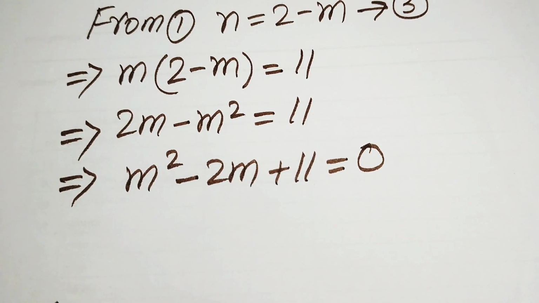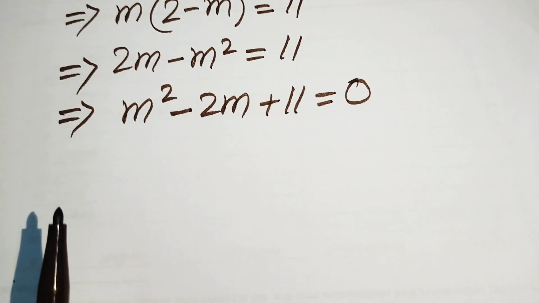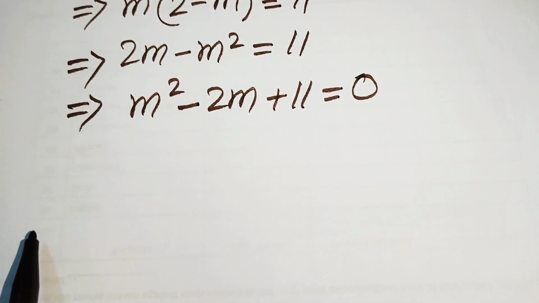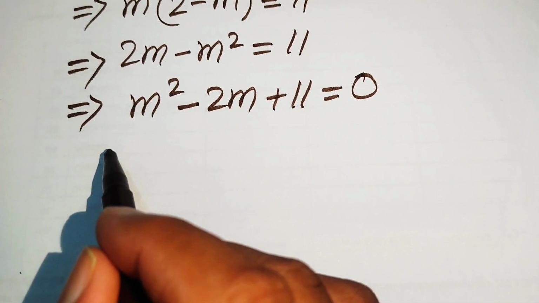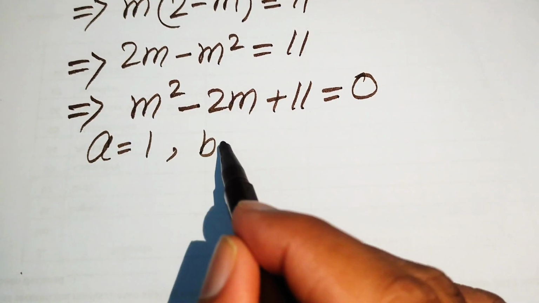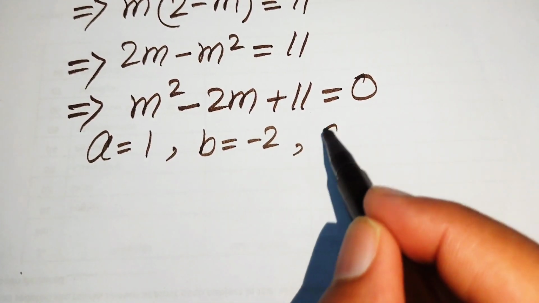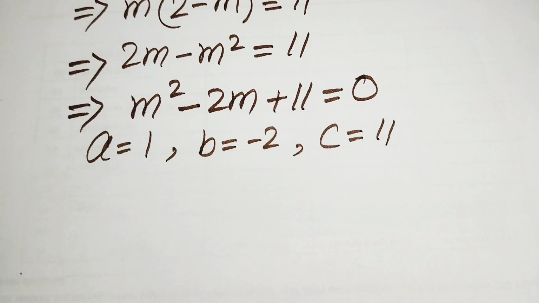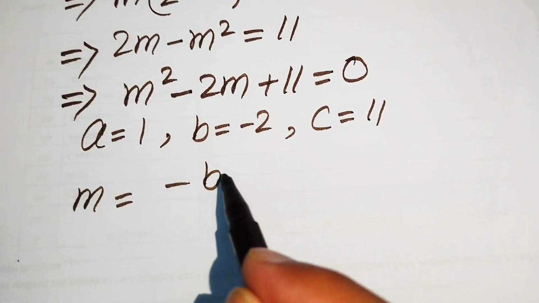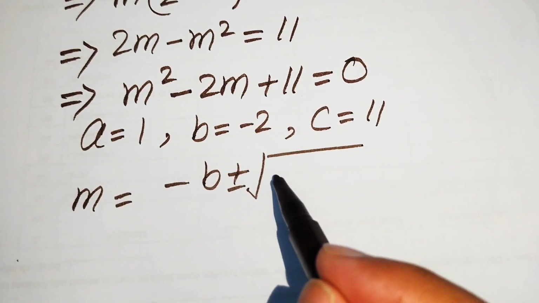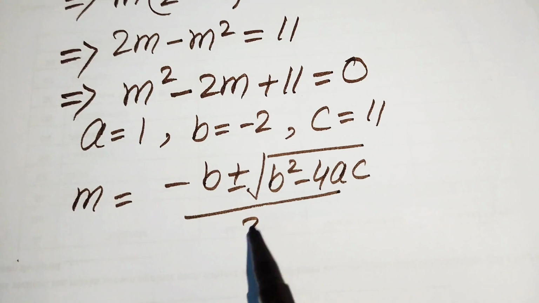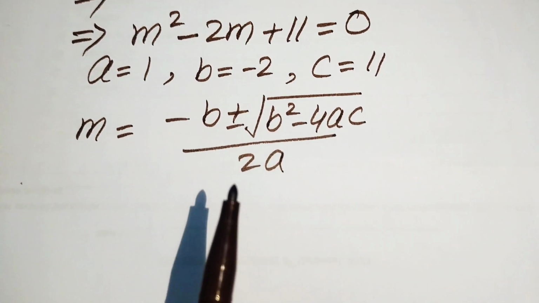So now you focus here, this will be converted into quadratic form in the m variable. So we just use the quadratic formula in order to solve this equation. First we write the coefficients of this equation: a equals 1, b equals minus 2, and c equals plus 11. Our quadratic formula is stated as minus b plus minus square root of b square minus 4 times ac, divided by 2 times a.